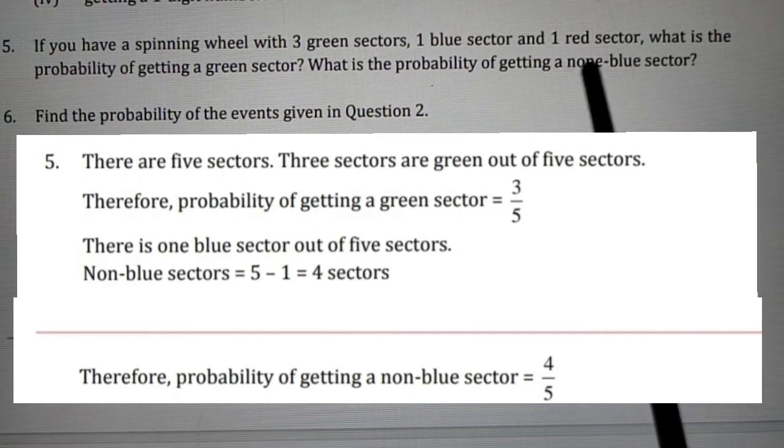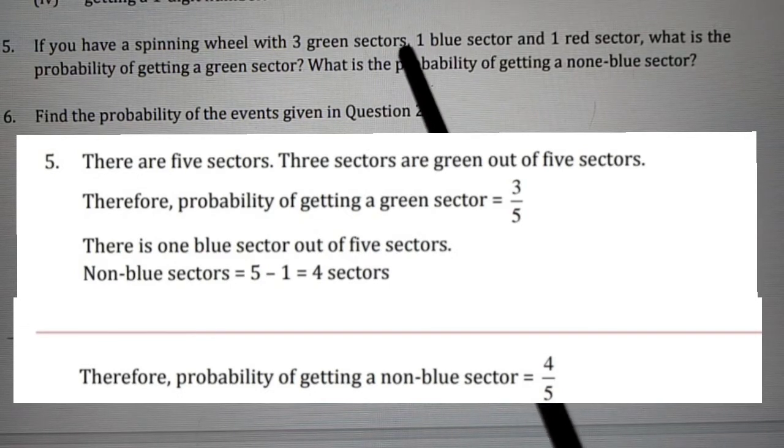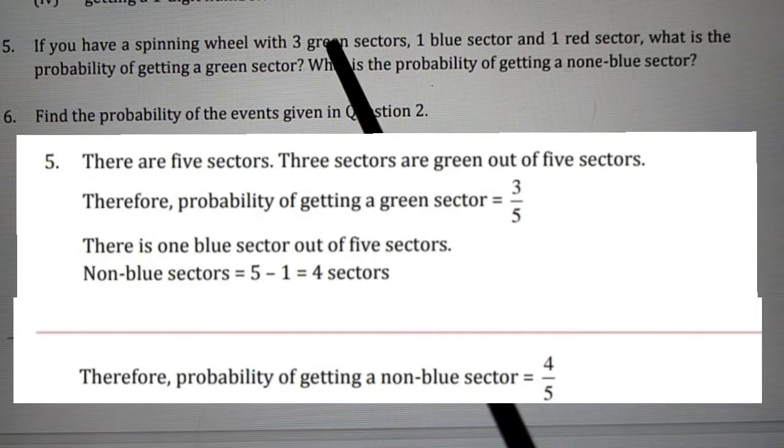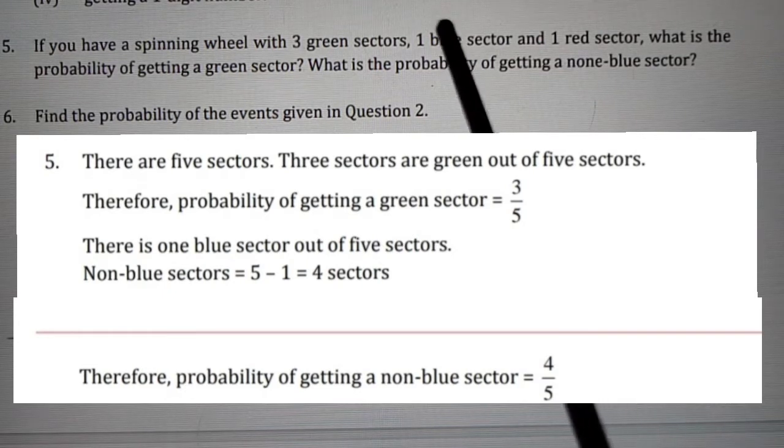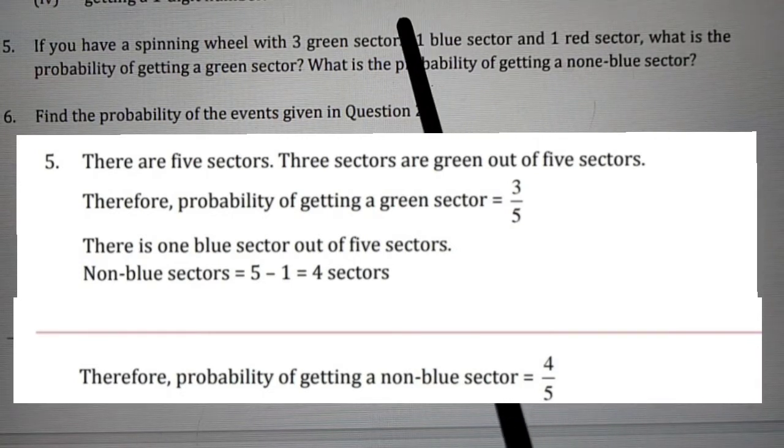Now, how many green sectors are there? 3. So these 3 are the favorable events, favorable outcomes. If we require to find out the probability, see the answer. The favorable or the green sectors are 3 and the total are 5. So we get the answer, or the probability, is 3 by 5. Now, secondly, what is the probability of getting non-blue? Now we have only 1 blue sector.